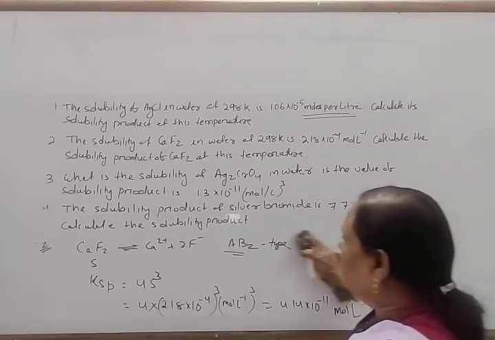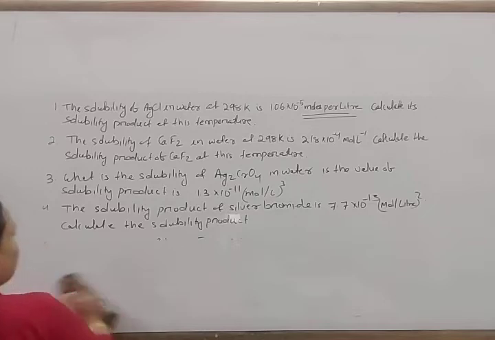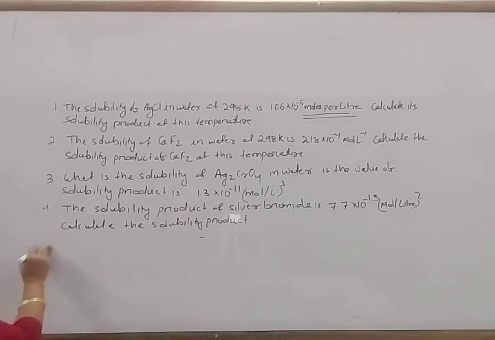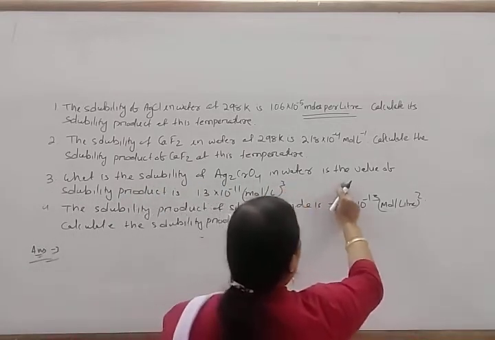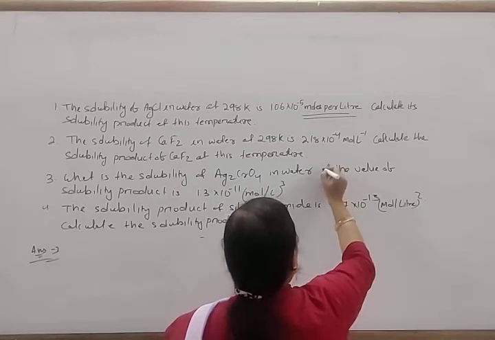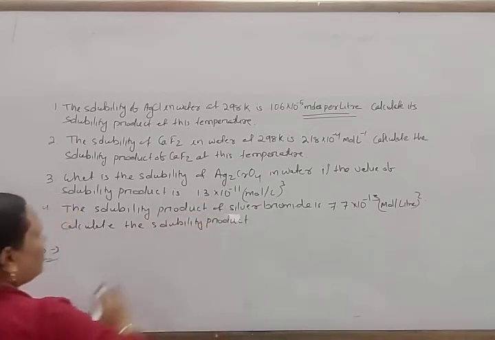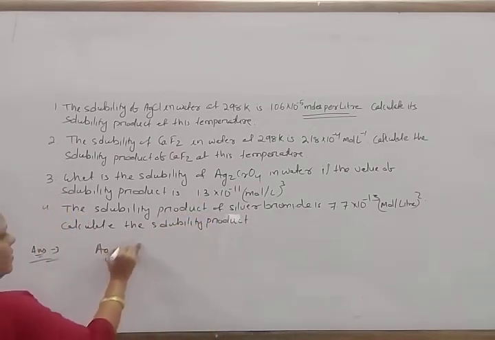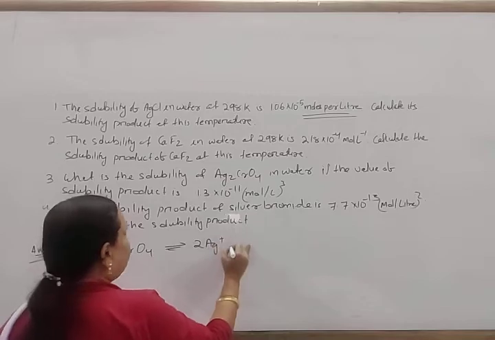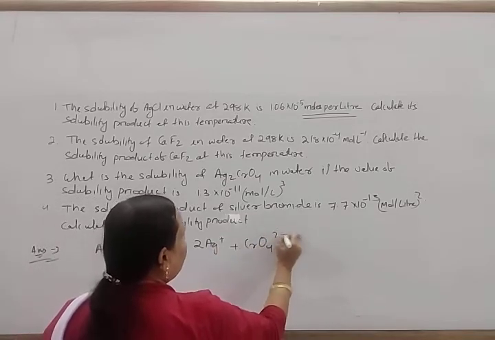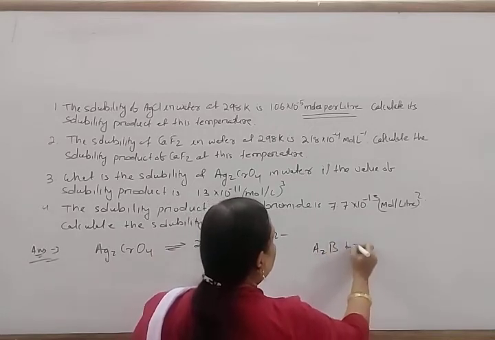Next, come to question number 3. In question number 3, what is given? This is a different type. Here the solubility product is given. What is the solubility of Ag2CrO4 in water if the value of the solubility product is 1.3 into 10 to the power minus 11? So here Ag2CrO4 dissociates as 2Ag plus and CrO4 2 minus. It is again an A2B type of salt.